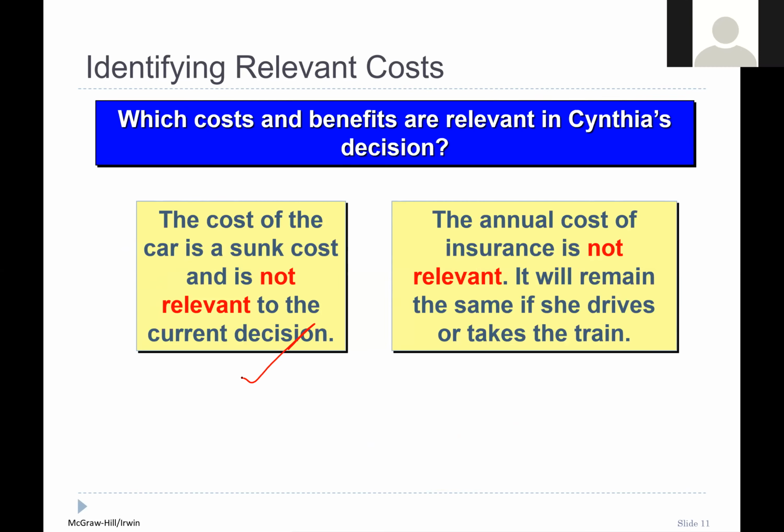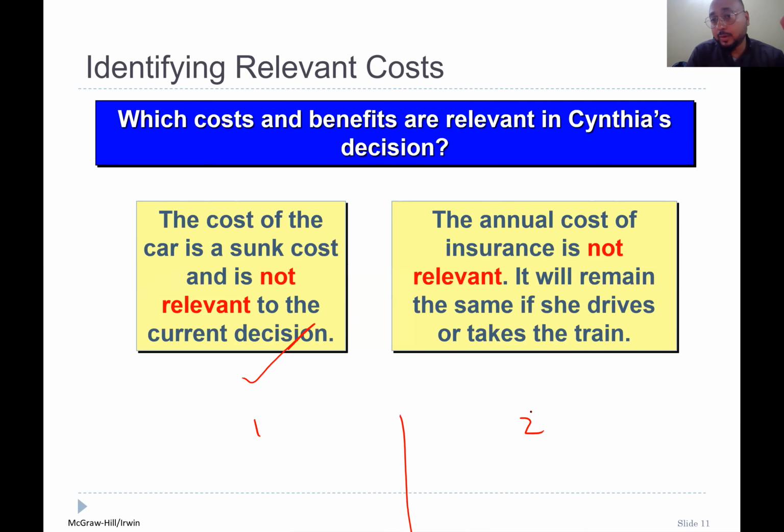One second, please. Because it was stated before, we cannot affect the... Because she didn't buy the car just to make this trip. She bought it before, right? She bought it before. Okay.